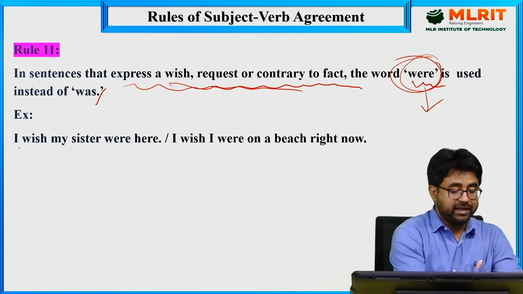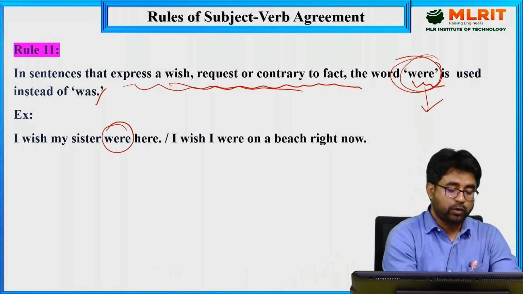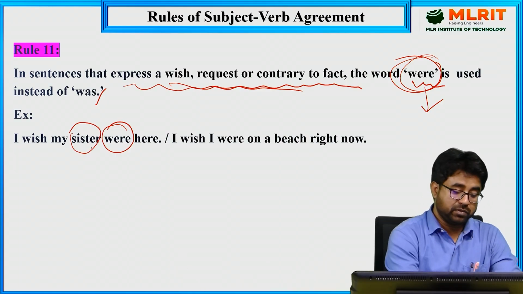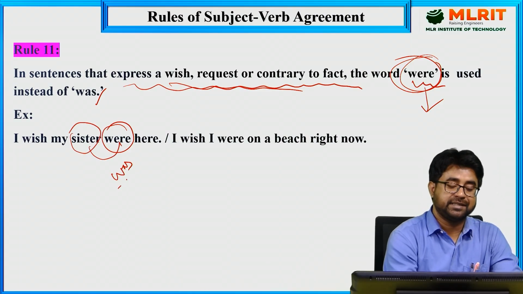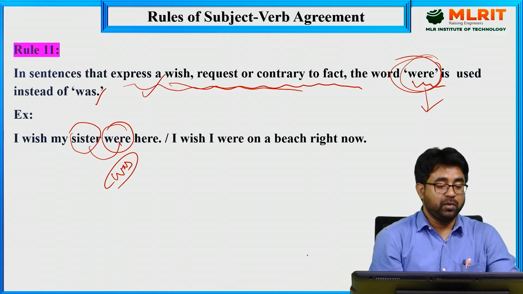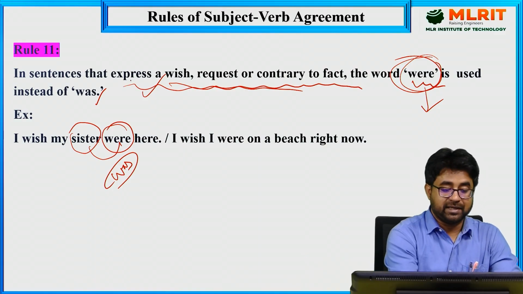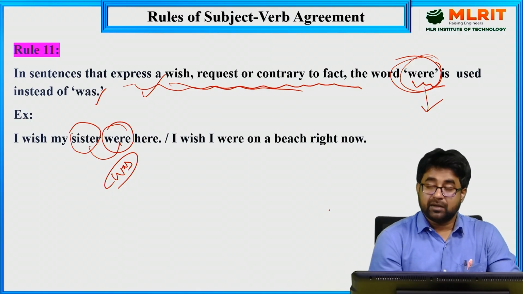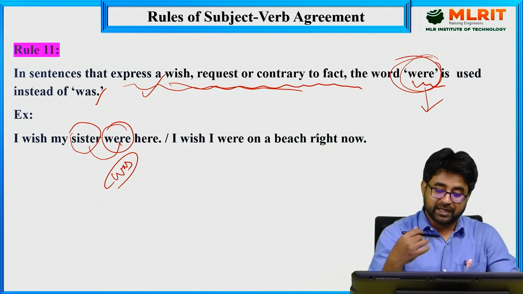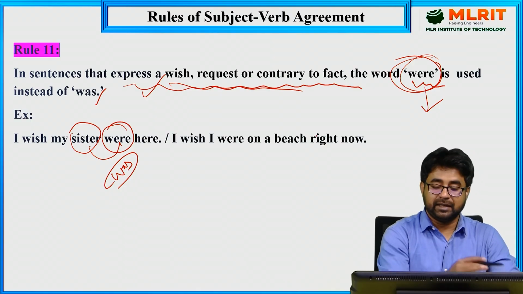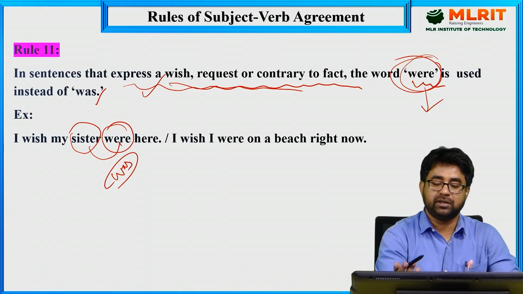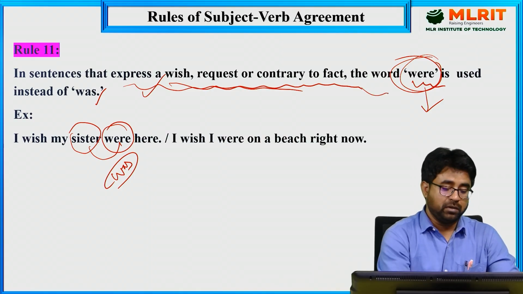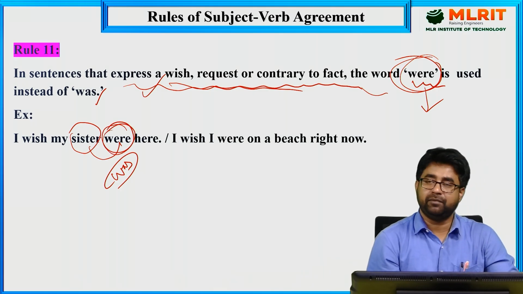Okay, you can see here, I wish my sister were here. Now normally you can say my sister is a singular subject, so why were, why not was? That is the rule you have to remember whenever we use this kind of sentence that expresses a wish, or a contrary fact. We express a wish, but it is actually not the case, it's actually the contrary fact. So in these kinds of sentences, that is the rule. We have to always use were. That is the default rule.